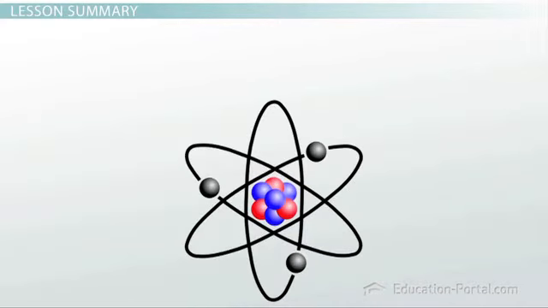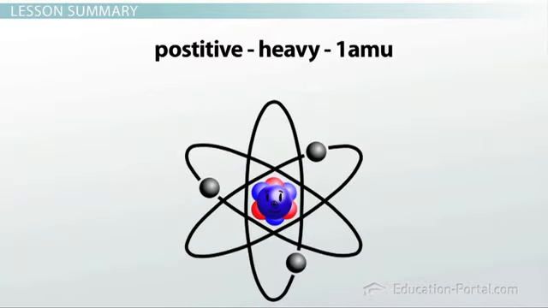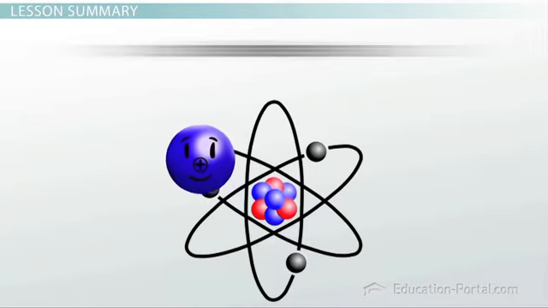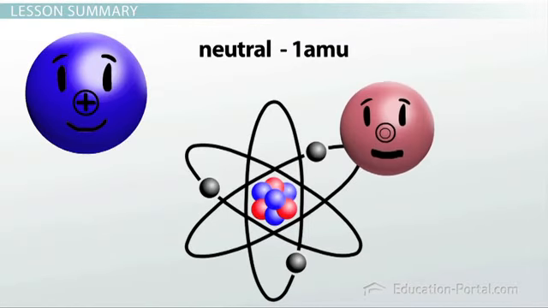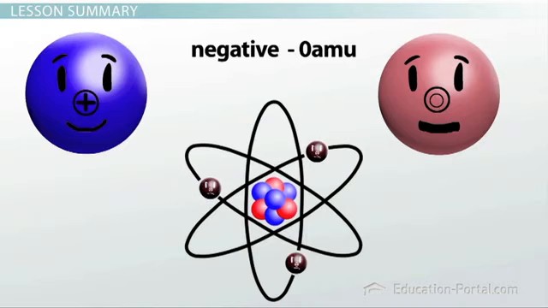Each of the 3 subatomic particles has its own personality. Protons are positive, heavy, with a mass of 1 AMU, and located inside the nucleus. They are responsible for determining the identity of the atom. Neutrons are electrically neutral. They also have a mass of 1 AMU, and they're also located inside the nucleus. Electrons have a negative charge, have almost no mass, and are located in the very large region outside of the nucleus called the electron cloud.